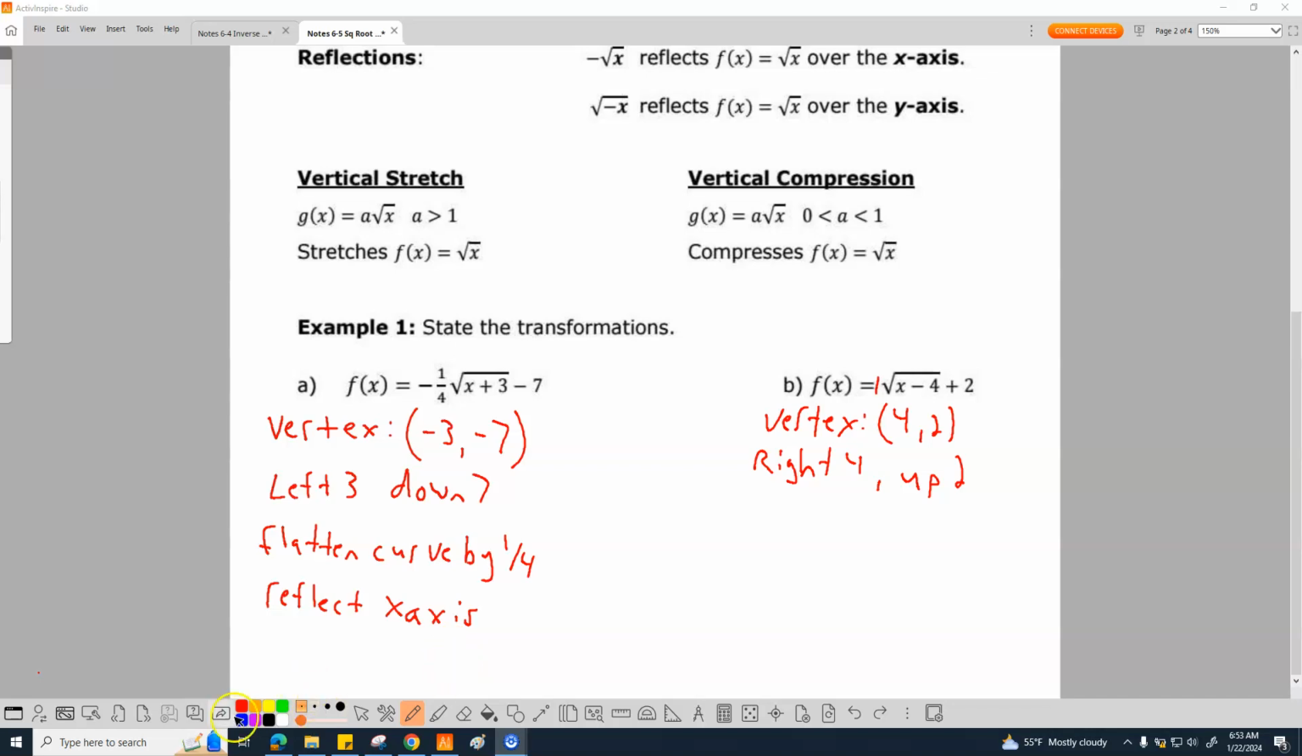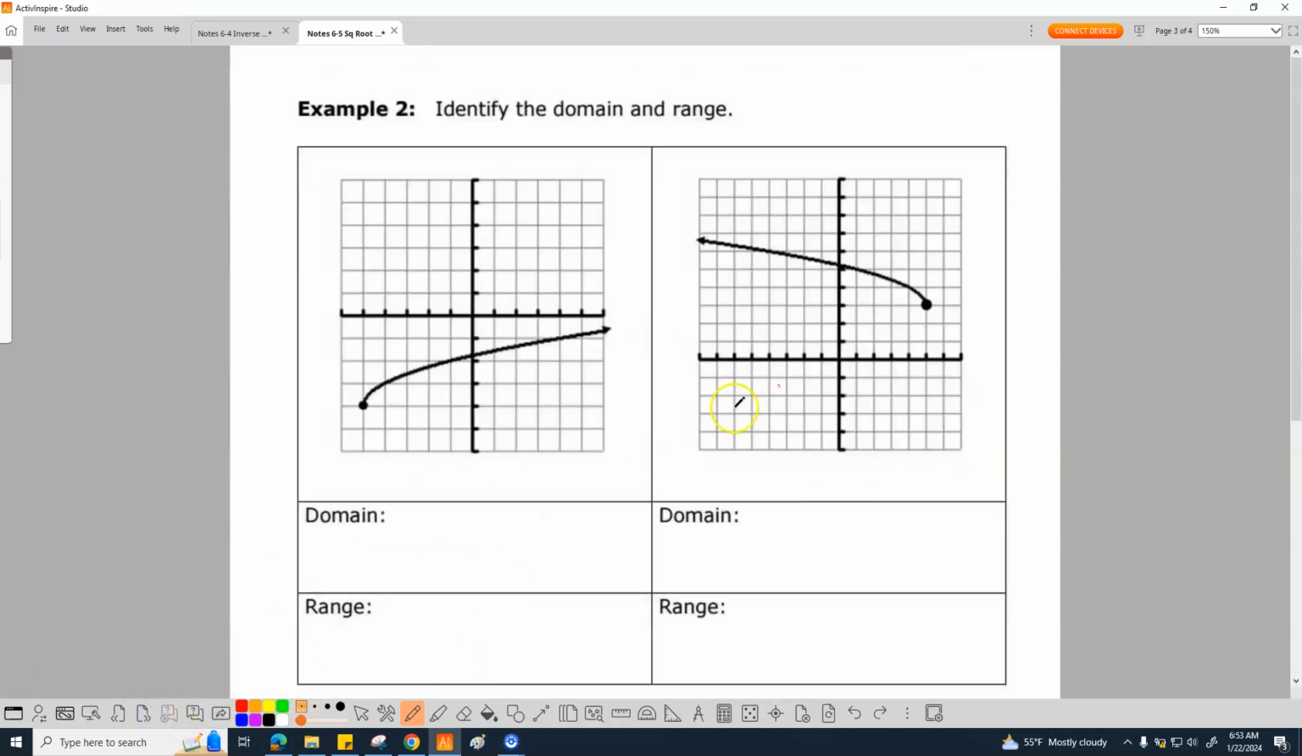Okay, y'all, I'm going to go to the next stage of the notes. Example 2, identify the domain and range.